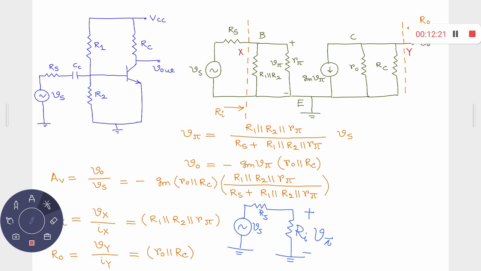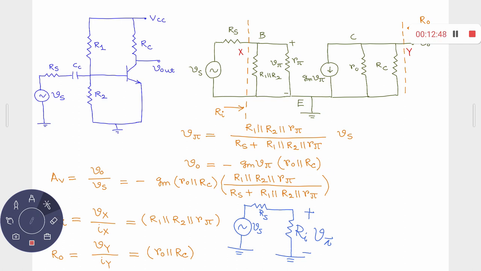Then what about the expression for V0? This current is gm V pi, right? So obviously that can be minus gm V pi, and this current is flowing through this RC parallel combination. So therefore your V0 is given by minus gm V pi times RC. So that is the expression for V0: minus gm V pi times RO parallel RC.